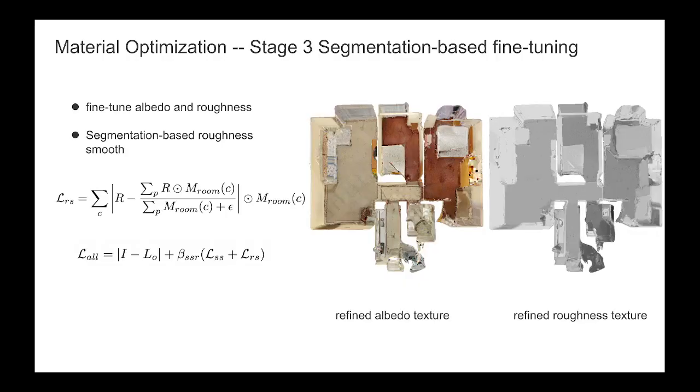In stage 3, we fine-tune all material textures, and only roughness is optimized based on the priors of semantic segmentation and room segmentation, which makes the roughness of different rooms smoother in a soft manner.